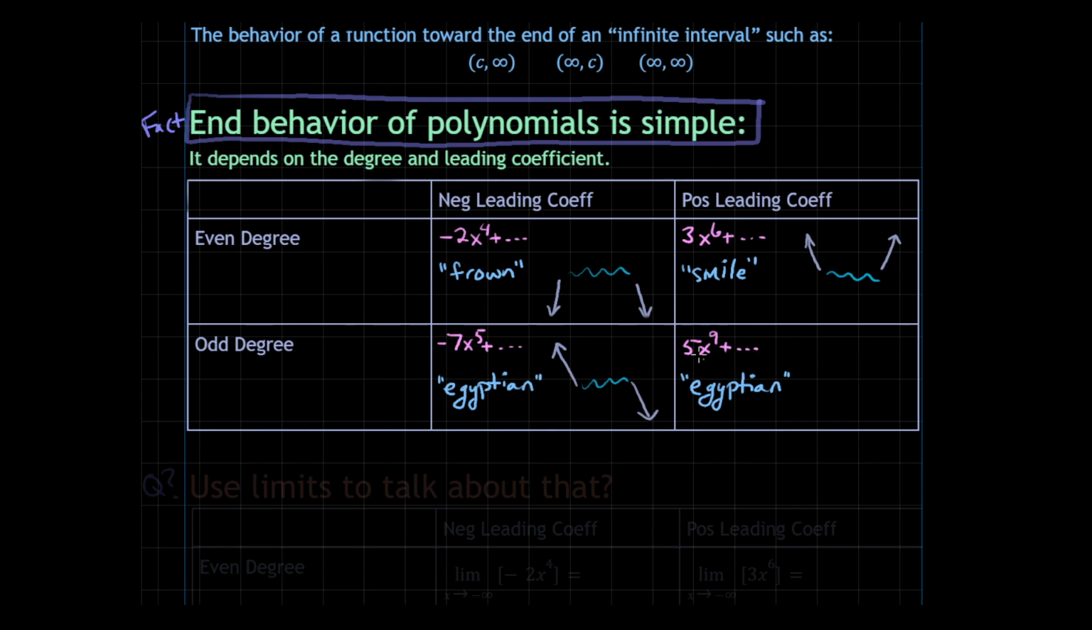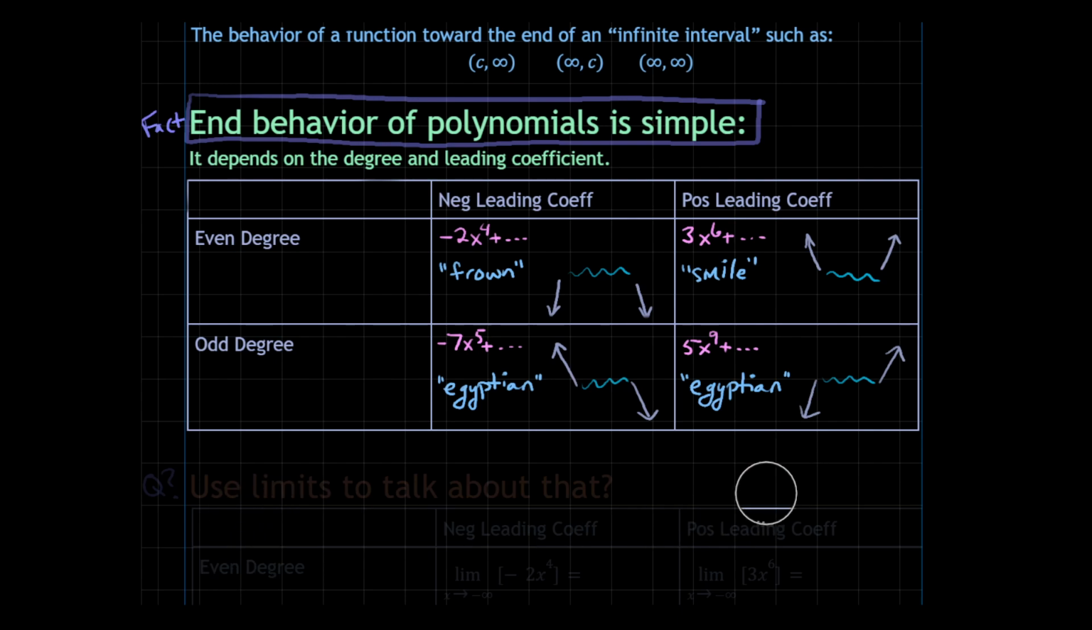Opposite here. So if x is a large negative number, right here, then x to the ninth is still negative, times 5 is still negative. And then if x is positive, everything stays positive, with that potential squiggling in between.